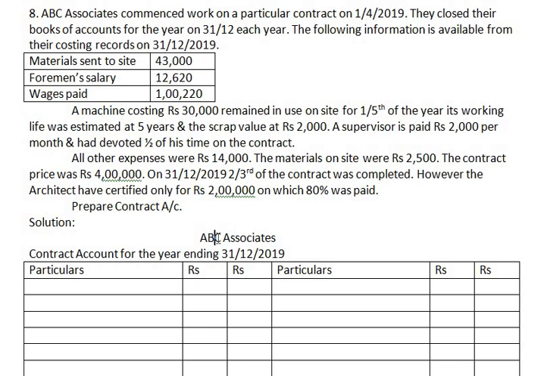So write down heading ABC Associates. Next line, contract account for the year ending 31st December 2019. Particulars, two amount columns, particulars again two amount columns. Okay, now first, materials sent to site. Okay, that has to be taken. To materials sent to site, amount is 43,000.